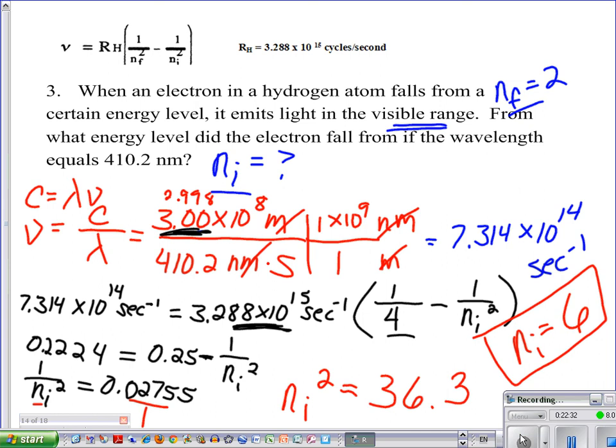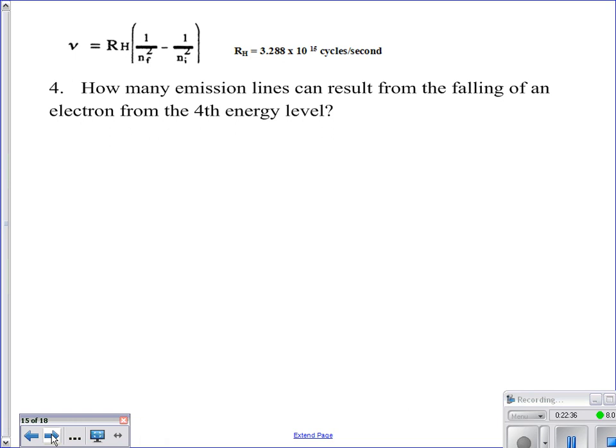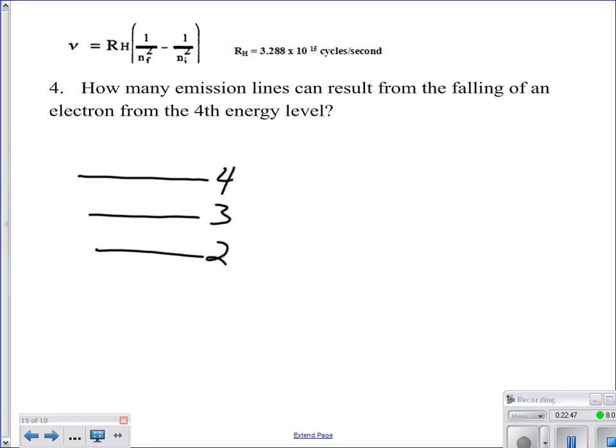Okay, so now that leaves us just with a couple more problems. Next one, here it says, how many emission lines can result from the falling of an electron from the 4th energy level? These are just as simple as they seem. 4, 3, 2, and 1. So our possibilities can fall all the way down, can fall to the 2nd energy level, can fall to the 3rd energy level. So how many? 3. That's it.